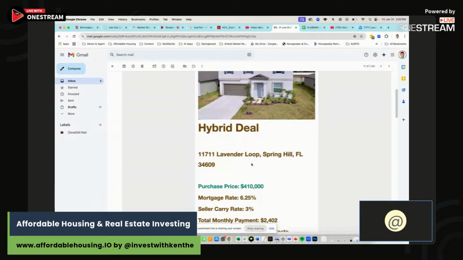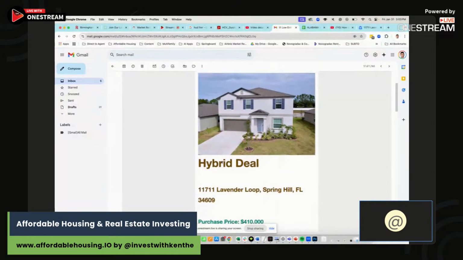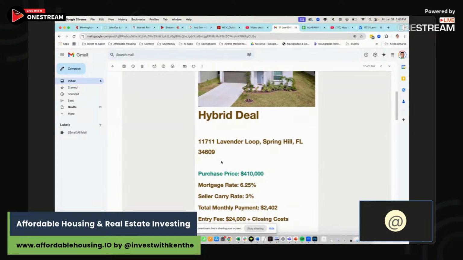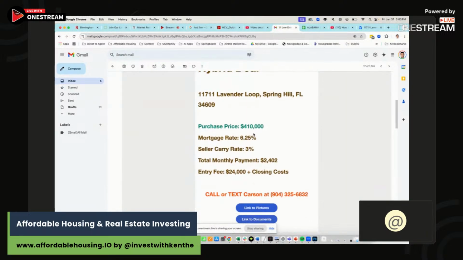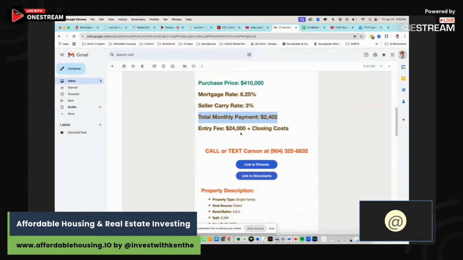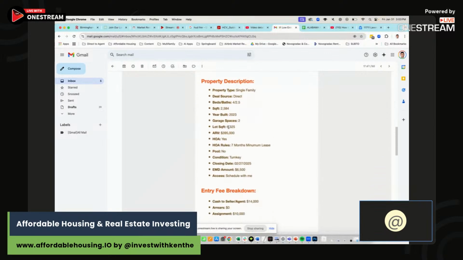So this property is in 11711 Lavender Loop, Spring Hill, Florida 34609. The purchase price is $410,000. The mortgage rate on the subject to loan, so the primary loan, is 6.25%. Seller carries 3%. The total monthly payment is $2402 with a $24,000 entry fee plus closing costs.